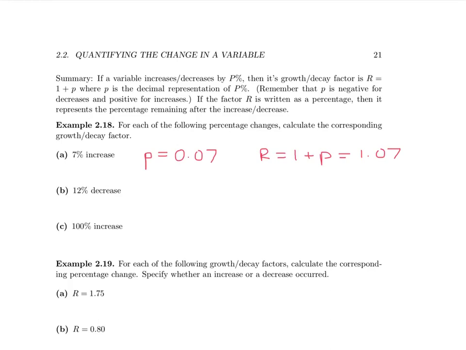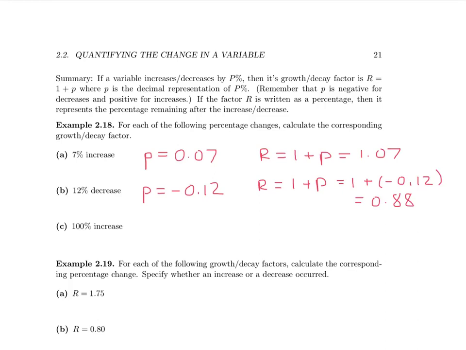In this case, there was a 12% decrease. Therefore, p will be negative. I write p as a decimal, namely negative 0.12, representing a 12% decrease. R, our factor, is 1 plus p, which would be 1 plus negative 0.12, which gives us 0.88. So in this case, the variable changed by a factor of 0.88. Let's look at part C.